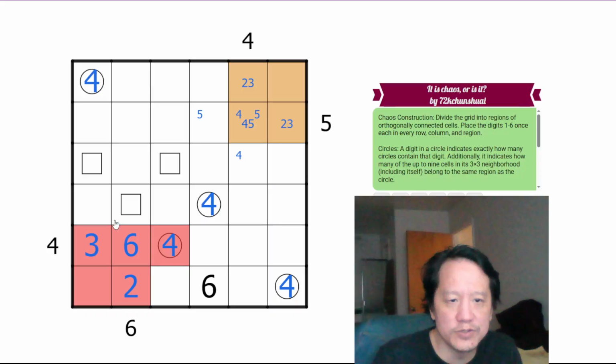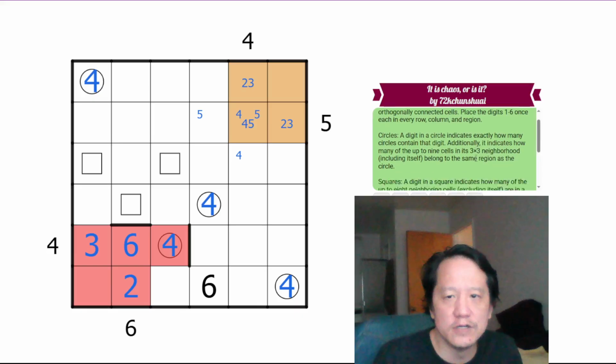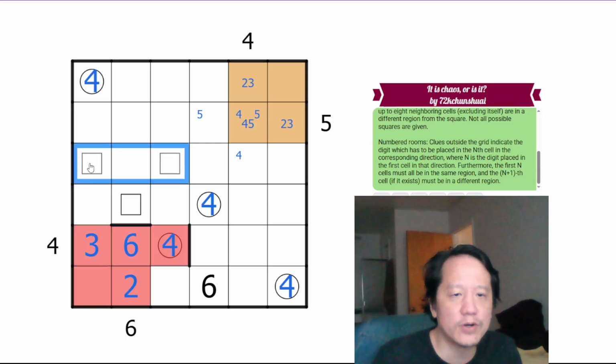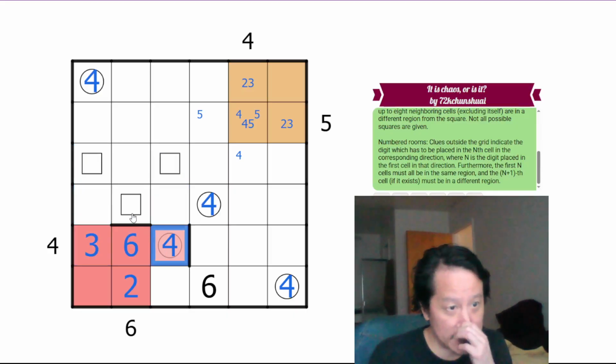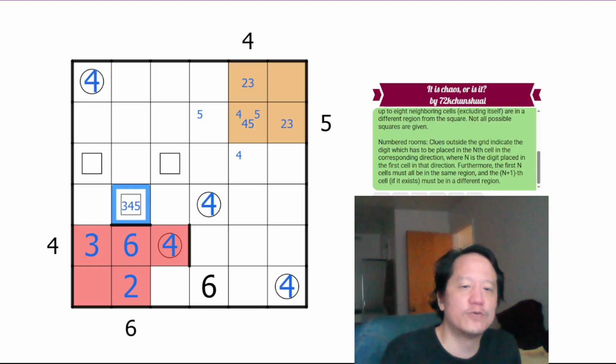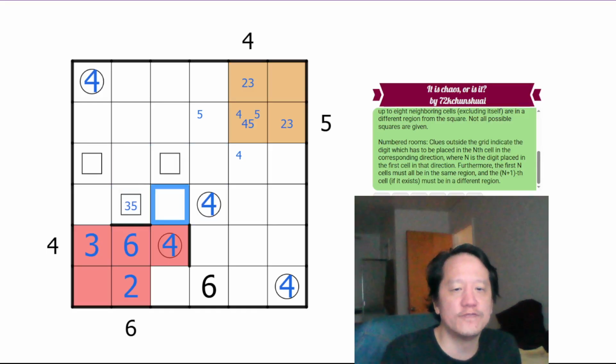And we know this is a boundary here and this is a boundary here. Because as part of the numbered rooms clue, the nth plus 1 cell must be a different region. This cell already has 3 cells that are not part of its region. So it has to be at least 3. So this is 3, 4, or 5 here. Cannot be 4 because of 4 in the row.